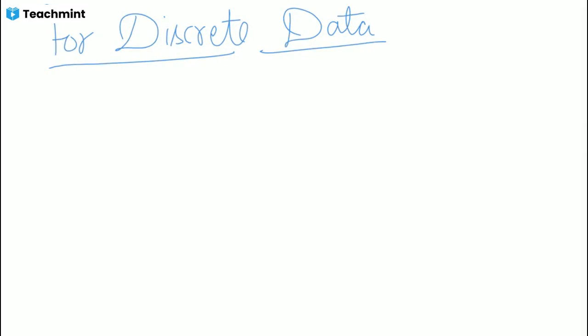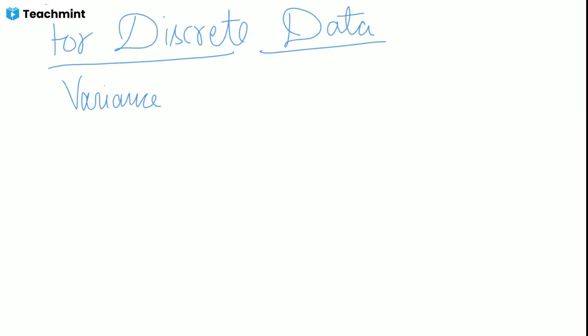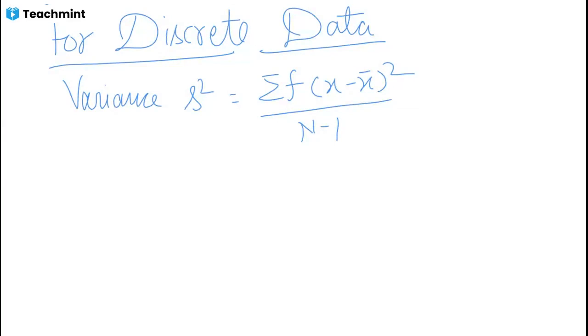we have a corresponding frequency also. So the formula is the same, just we multiply the corresponding frequency also. So variance S square is equal to summation f times (x minus x bar) whole square, and we'll take here n minus 1 also, where this capital N is equal to the sum of frequency.